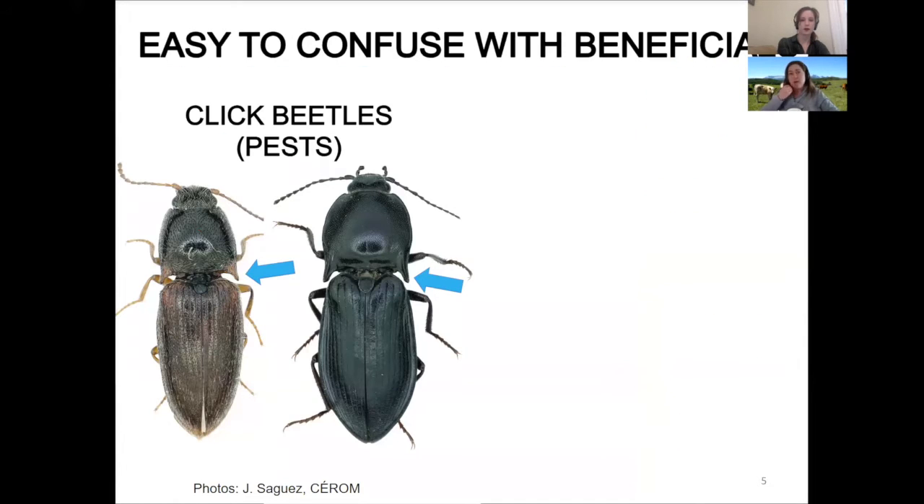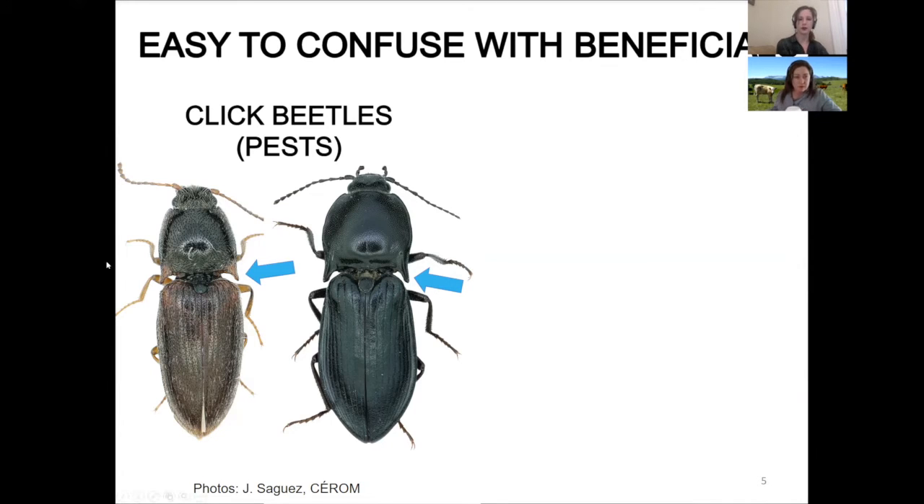Now, anytime we talk about pests like click beetles and wireworms, I try to always remind everyone that pests are living in the exact same time and place as a whole bunch of beneficial insects in the fields. So here's some really nice, beautiful photos of two of our pest click beetle species on the prairies. These photos are by Julian Sagues in Quebec. He's just a wonderful collaborator and photographer. So I want to show you just briefly how to differentiate between a click beetle, which is a pest, and a ground beetle, which are beneficials.